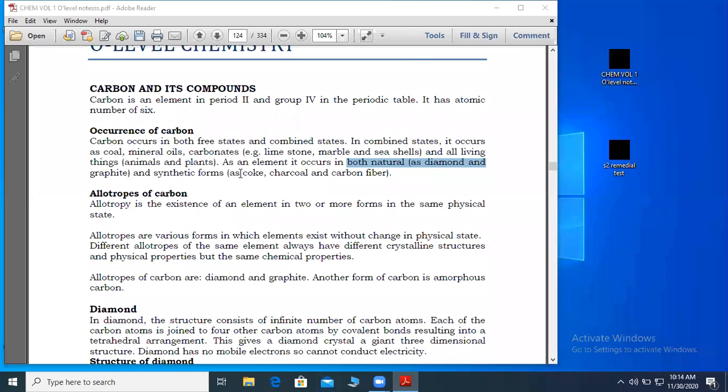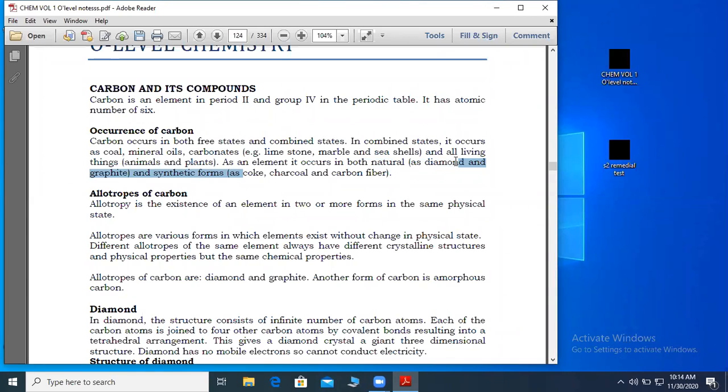You agree with me that there is no man who can make diamond. So man just uses the gift of nature. Diamond is the gift of nature. But man can make charcoal. So in this case, carbon exists in synthetic form. Man can make charcoal but cannot make diamond. So that is what we are talking about.